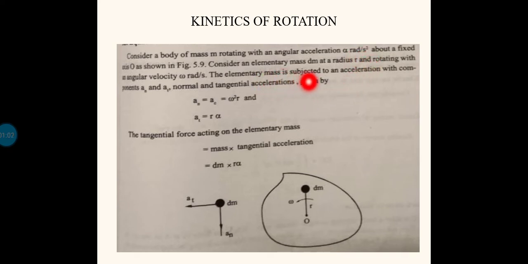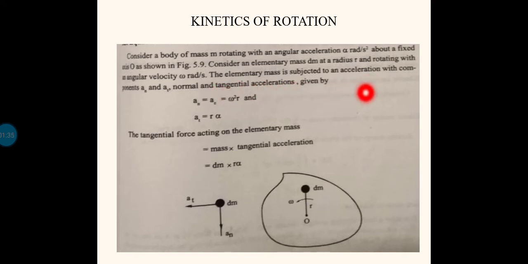Now consider an elementary mass dm at a radius r. You can see we have considered an elemental mass dm at this point. This black dot is the elemental mass dm, and it is at a distance r from the axis of rotation O, and it has an angular velocity omega radian per second. The elementary mass is subject to an acceleration with components an and at.